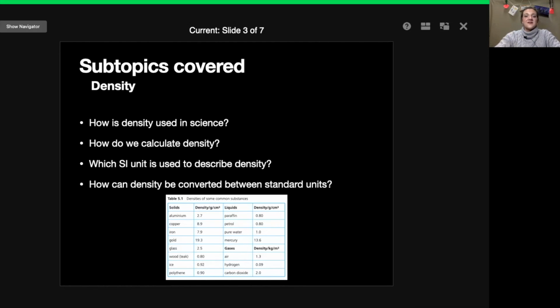How do we calculate density? Density is calculated with the equation ρ for density, or D for density, equals mass over volume. So mass divided by volume gives us density. Next question. Which SI unit is used to describe density? The SI unit we use for density is kilograms per cubic meter.